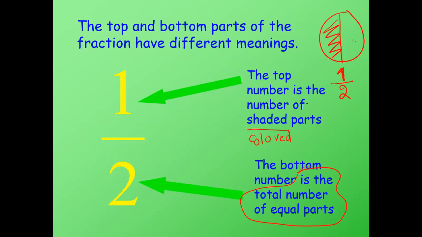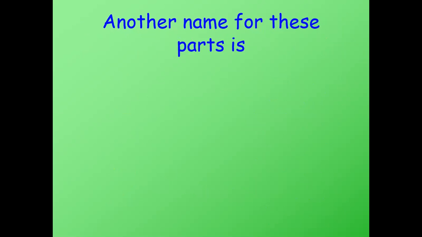At the top, we will write the number of the colored parts. At the bottom, we will write the total number. Okay, study them, please. At the top, we will write the number of colored parts. At the bottom, the total number of equal parts.